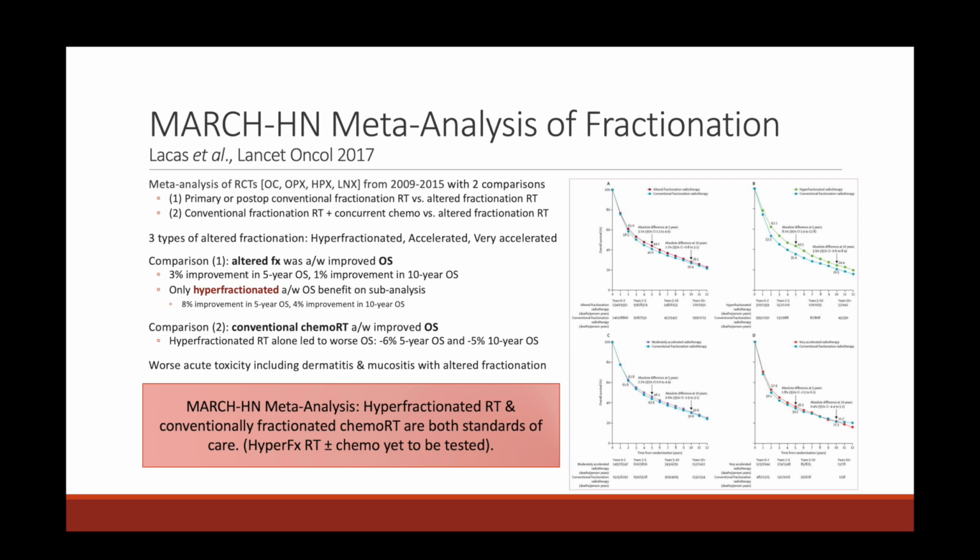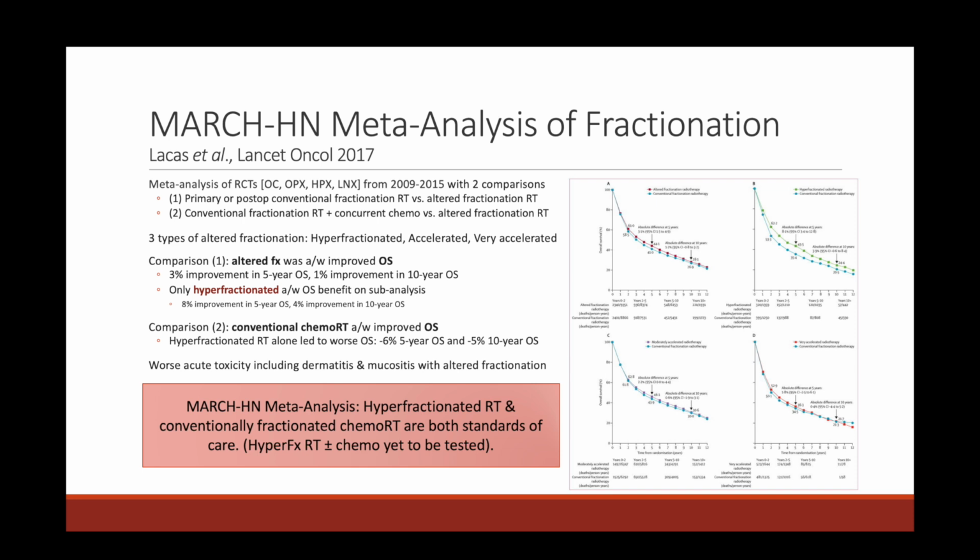There's a meta-analysis of fractionation called the MARCH head and neck meta-analysis that looked at multiple randomized trials, and they basically drew 2 comparisons. The first comparison was primary or postoperative conventionally fractionated radiation versus altered fractionated radiation. The second comparison was conventionally fractionated radiation with concurrent chemotherapy versus altered fractionation of radiation. They looked at 3 types of altered fractionation and lumped them into one group: hyperfractionated, accelerated fractionation, and very accelerated fractionation were all grouped as altered fractionation.